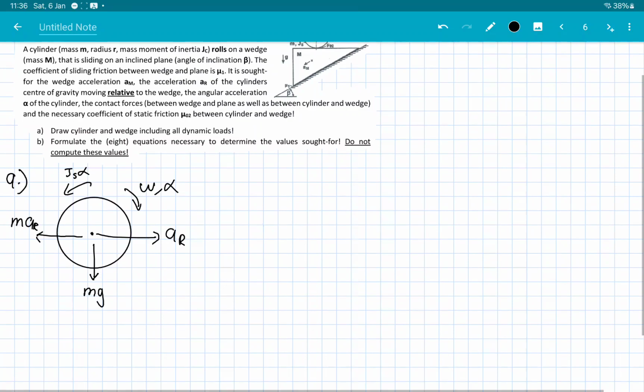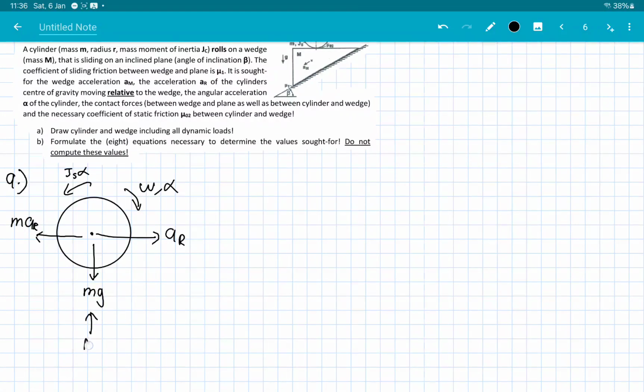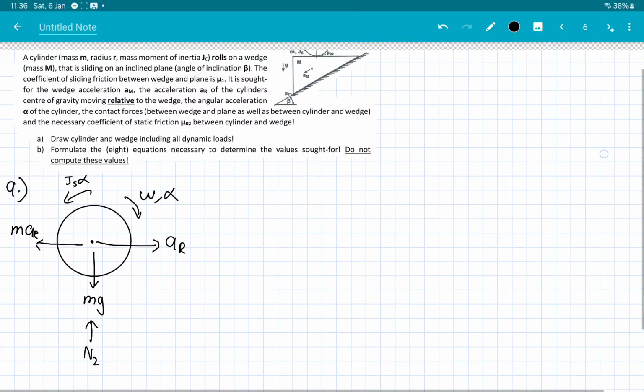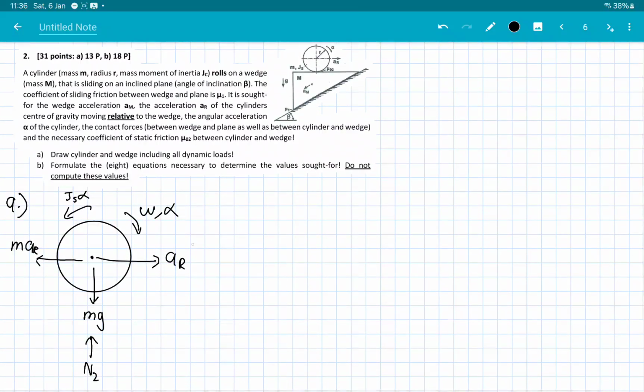an mg, and in response we have an N2. Since it's accelerating to the right side and rolling to the right side, its friction is going to the left side. So I'm going to call this FR2. I like F better just to remind us that it's a force. And that is the first free body diagram.